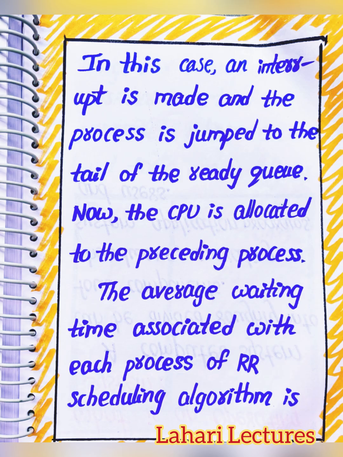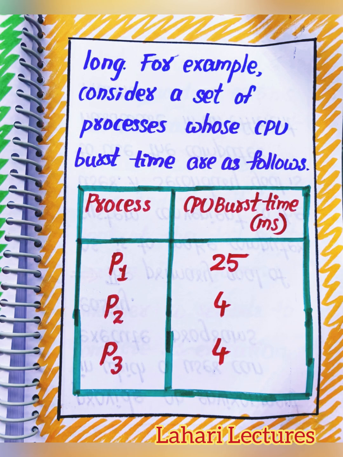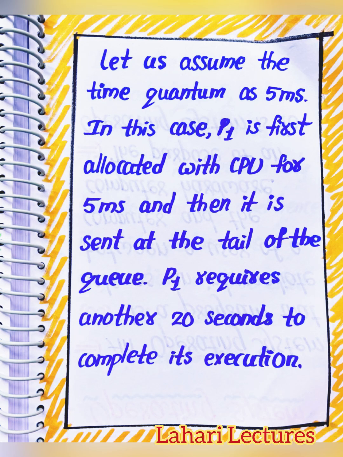The average waiting time associated with each process of the RR scheduling algorithm is long. For example, consider a set of processes whose CPU burst times are as follows. Process CPU burst time in ms: P1 25, P2 4, P3 4. Let us assume the time quantum as 5 ms.